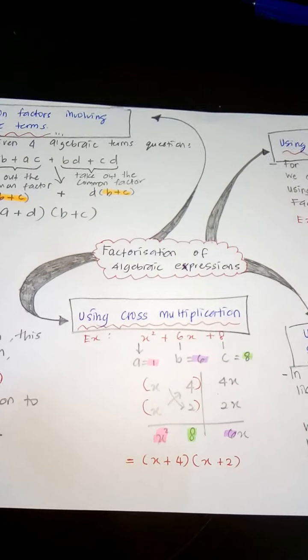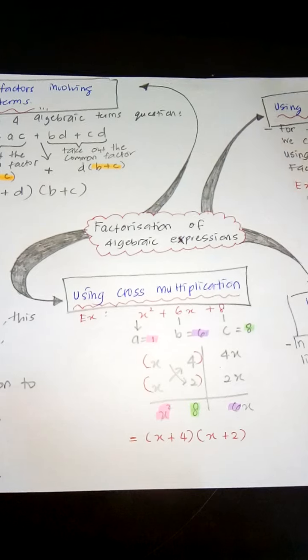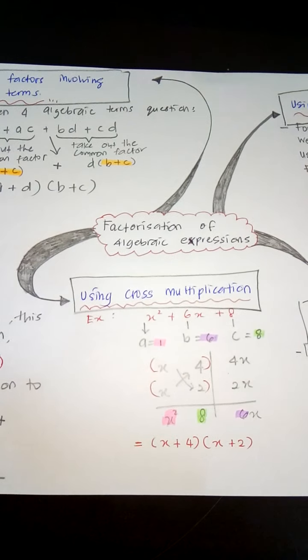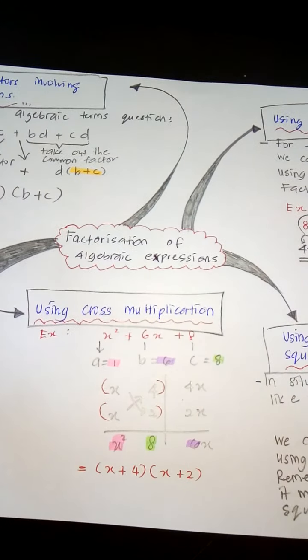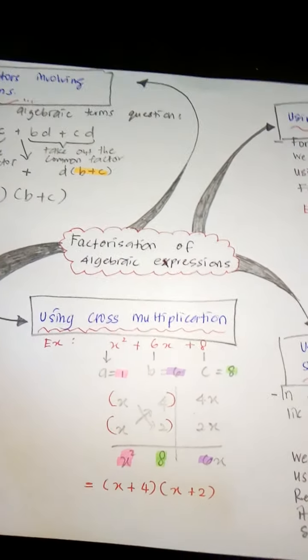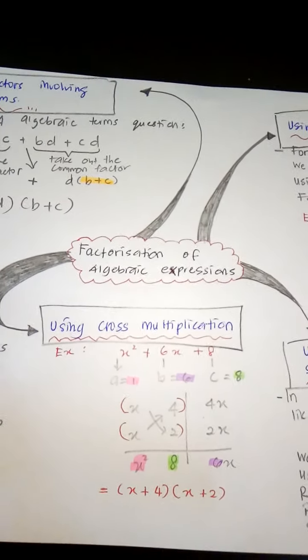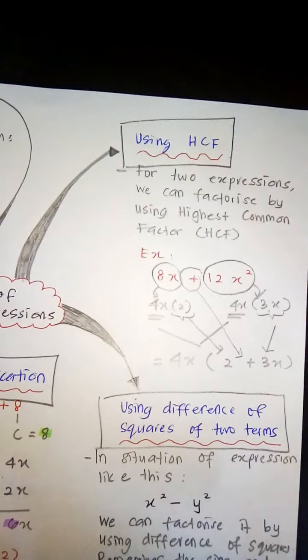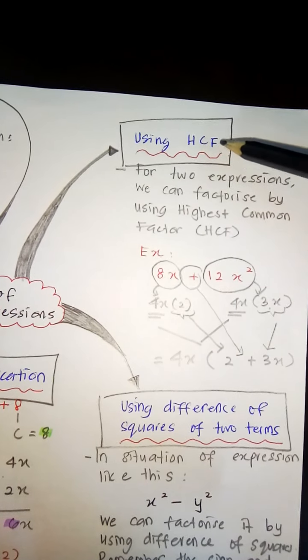Okay, so I've done a mind map, so I'm going to snap a picture later and post it together, but now I'm going to explain what the mind map is about. It is the factorization of algebraic expressions. There are 4 ways. The first way is to use HCF, which is highest common factor.